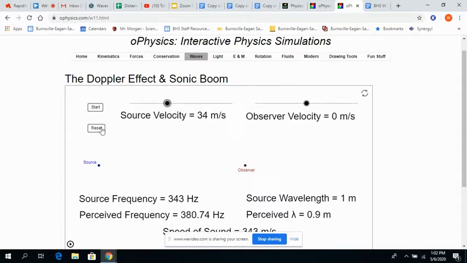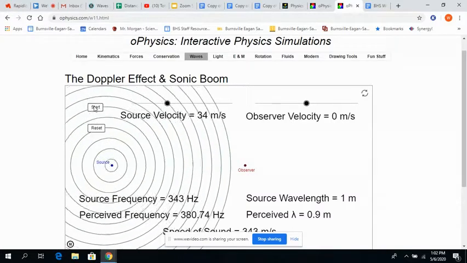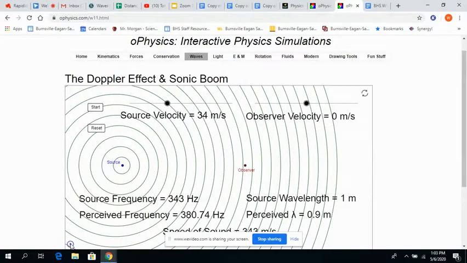All right. So what happens when the source is moving toward the observer at 10% of the speed of sound? What you can start to see, all right, and I'll pause it, is that the sound waves, the crests in front of the source, right? The source is moving towards the observer here. The crests in front of the source get closer together, and behind the source, they get farther apart.